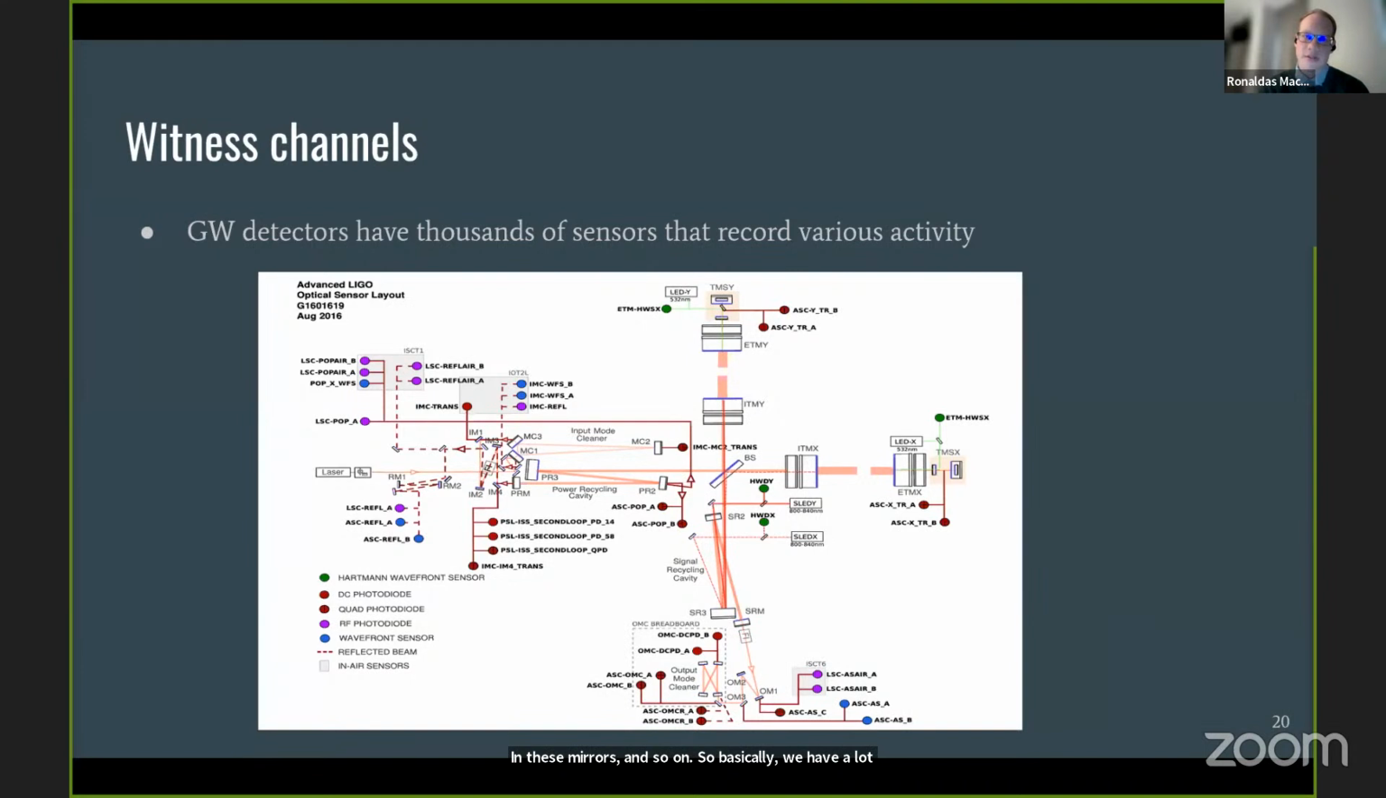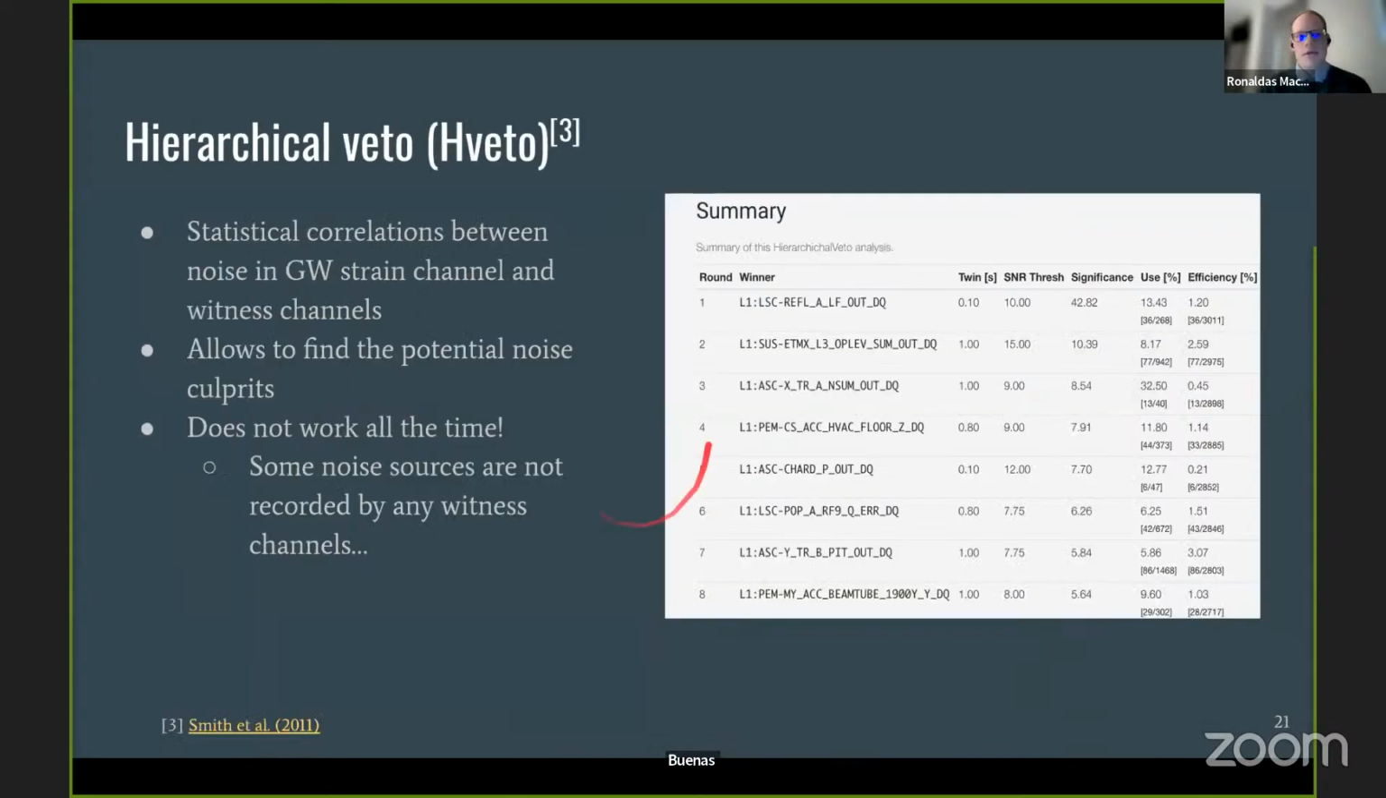We also have a lot of sensors outside of the detector that tell us what is happening in the detector and outside of the detector. These are so-called witness channels. Why is that useful? Because we can use those witness channels with hierarchical veto, so-called H veto. We take statistical correlations between noise and the gravitational wave strain channel, H of t, and look for statistical correlations with these witness channels. And this is the table that we get with H veto.